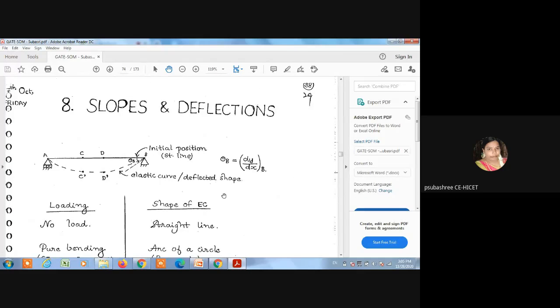Next one is slope and deflection. The slope means the change in rotation of a point. Deflection means the change in position of a point. First you should know what is meant by slope and deflection. The change in rotation of a point is called slope. The change in position of a point is called deflection.